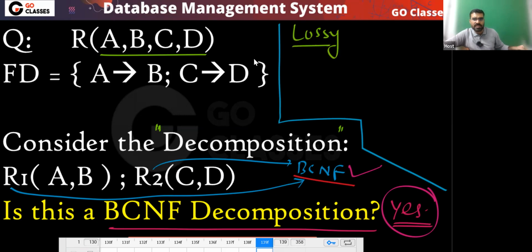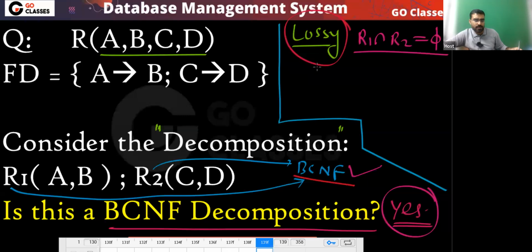This decomposition is actually lossy. R1 intersection R2 is what? R1 intersection R2 is empty. There is nothing common. So it is actually lossy. Can you notice? Is this clear to everyone? So this decomposition is actually lossy. Is this clear? This is lossy.